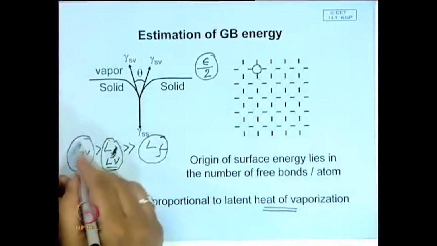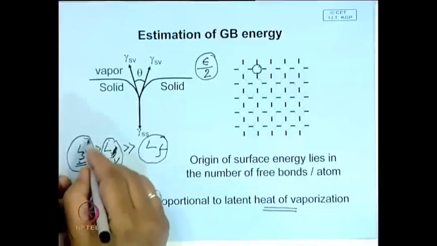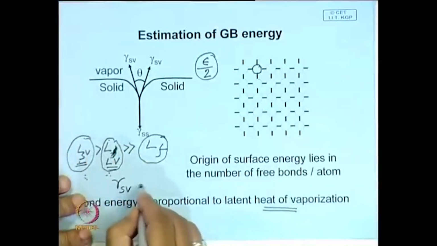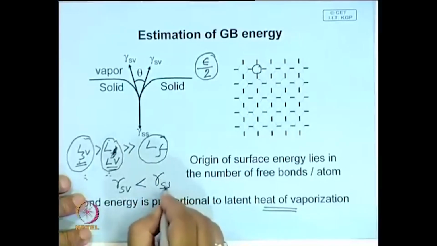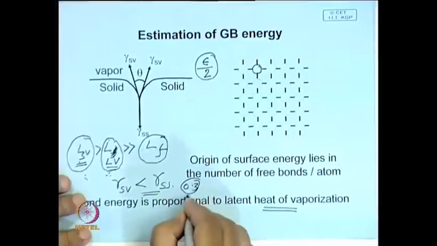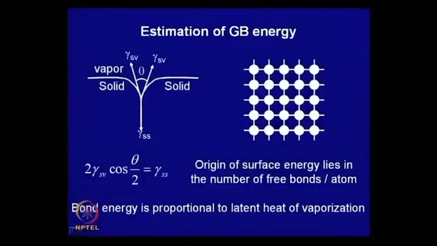than this energy, that means this gamma S V will be much smaller than this grain boundary energy. So, maybe 0.3 times or even less, but it has a definite value.